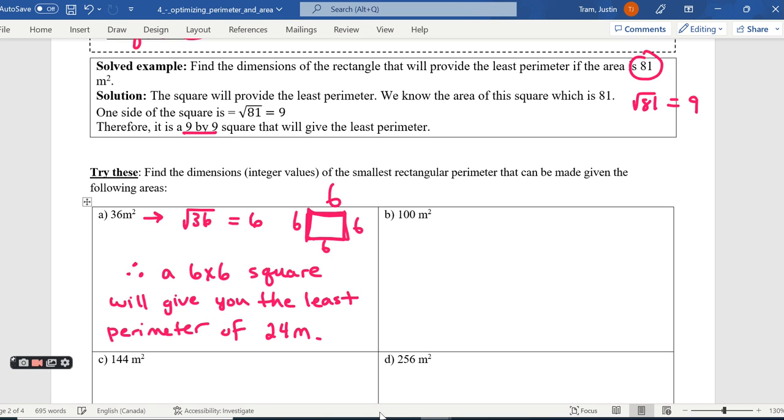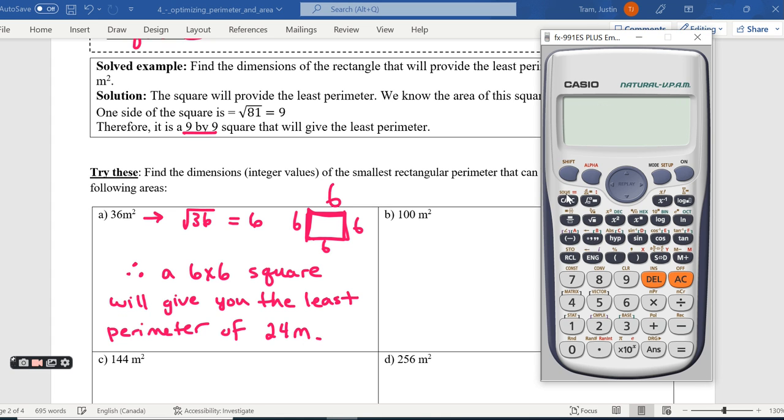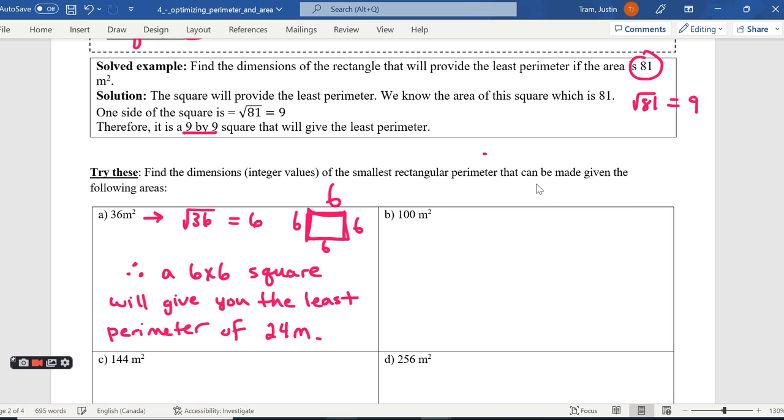Now, if you're not sure where to find the square root button, it's usually the bus shelter looking thing, like that, and you'll get 6. In some calculators, you might need to use the second function to find the square root sign. So again, at this point, I would suggest you pause the video to try some of these questions.